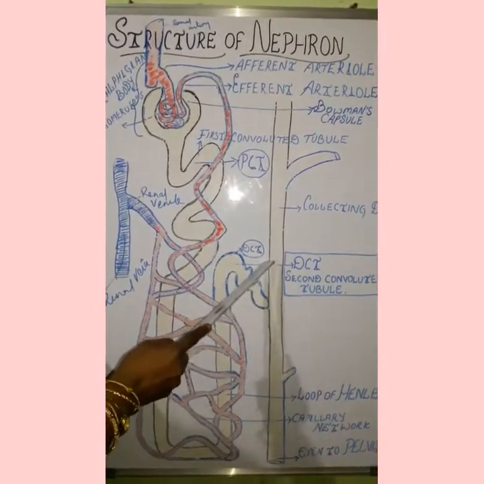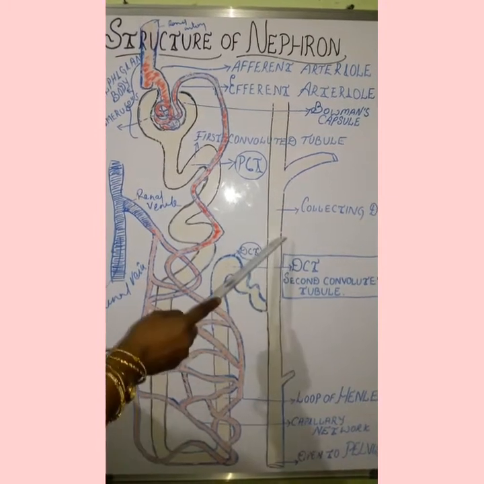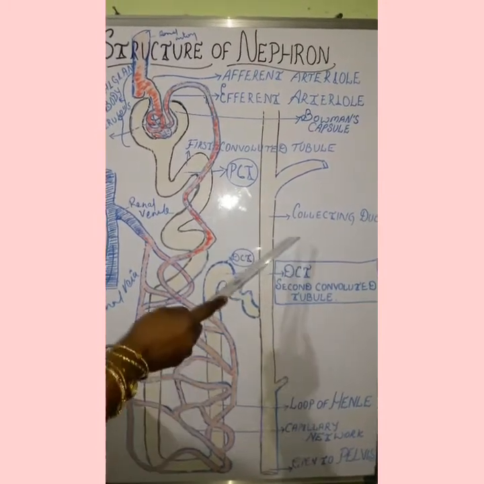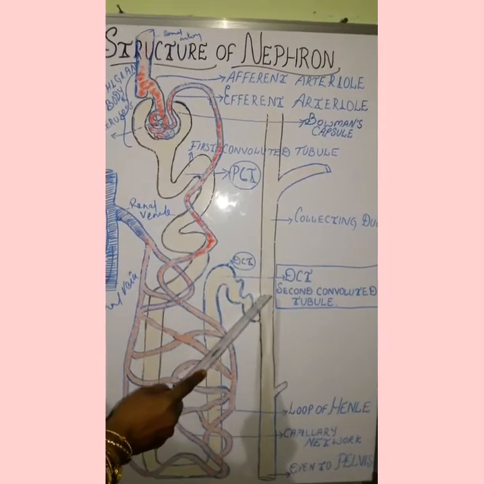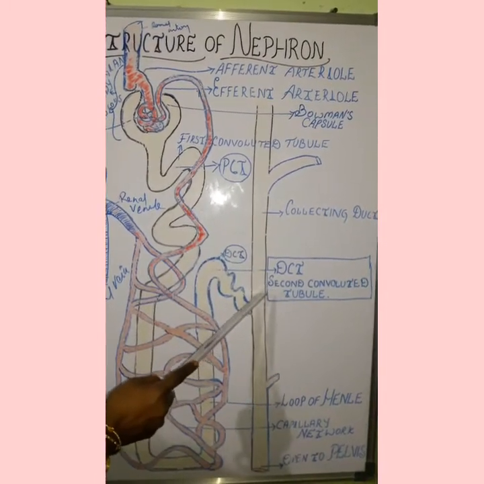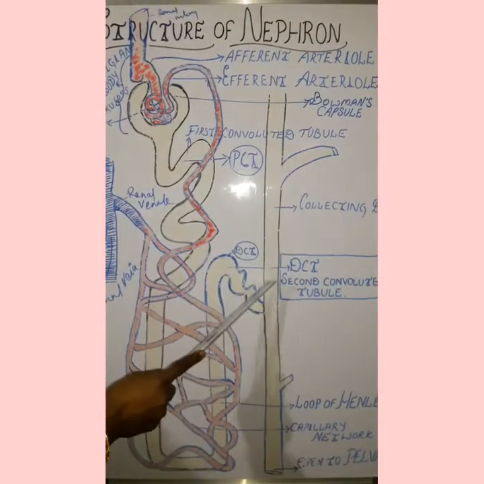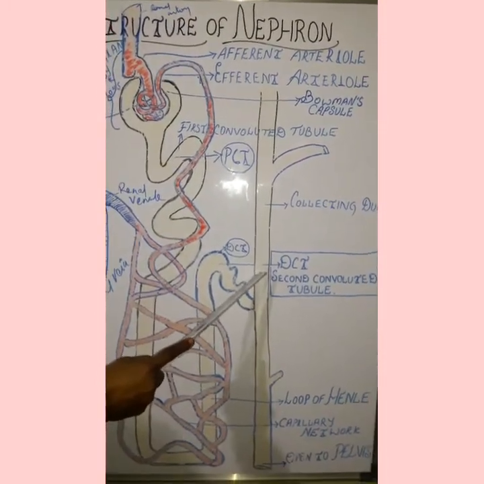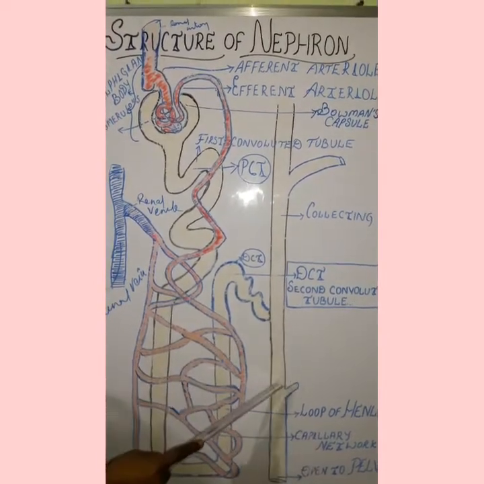The concentration of the urine takes place in the area of the collecting tubules, that is the collecting tubes, in the presence of a hormone called vasopressin. The hormone is secreted only when the concentrated urine is to be passed out.